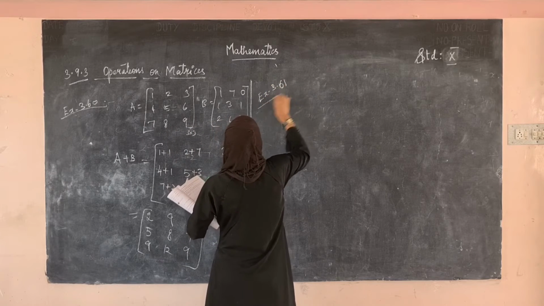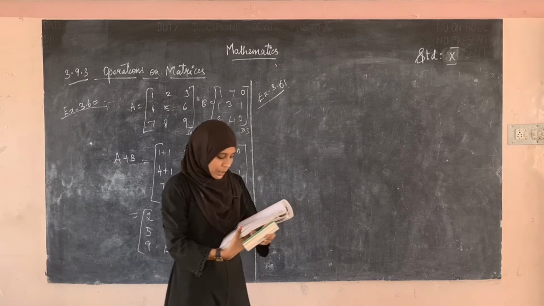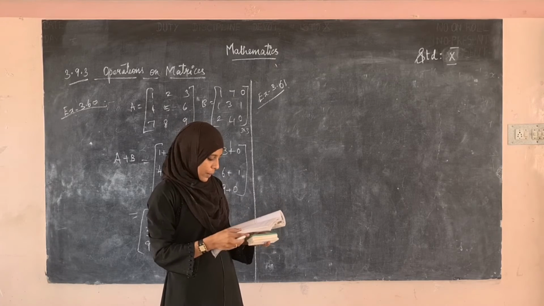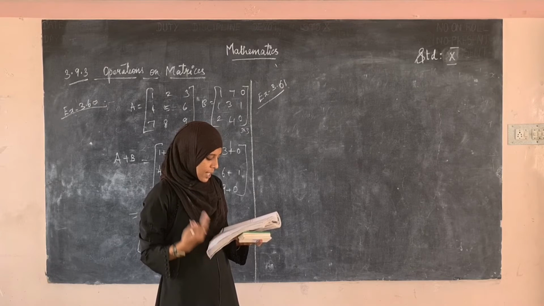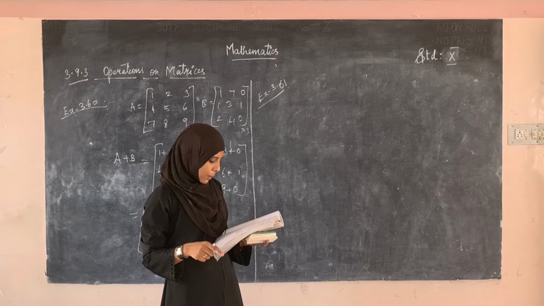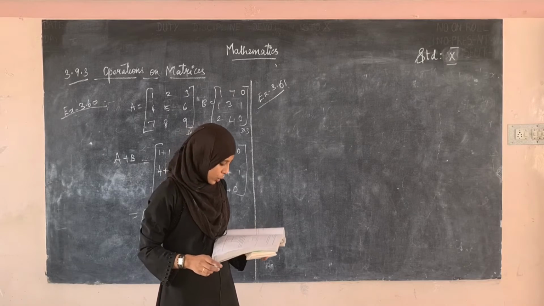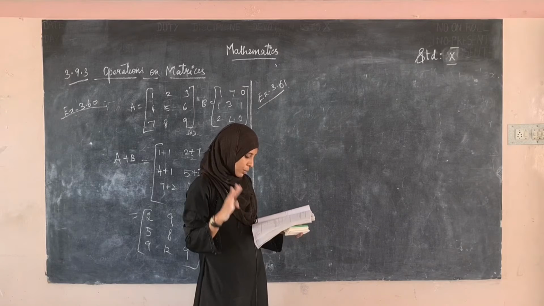3.61. Okay, it's a word problem. Two examinations were conducted for 3 groups of students, namely group 1, group 2 and group 3. And the data on average of marks for the subjects Tamil, English, Science and Mathematics are given below in the form of matrices A and B. Find the total marks of both the examinations for all the 3 groups. Okay, 2 examination marks for 3 groups. How many subjects? 4 subjects.